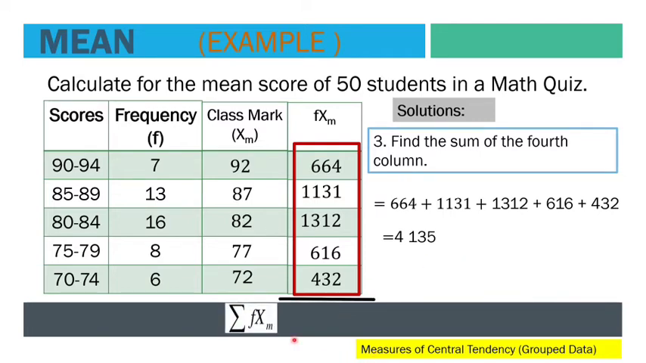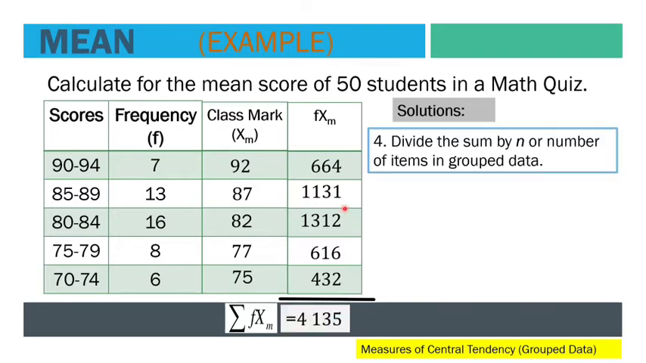Let's name it as the summation of fx sub m. This column is the fx sub m. So we write the sigma symbol, the summation symbol, in front of it, meaning we added them all. We get the total of this column. So the total again, that is 4,135. You get it? Nice.